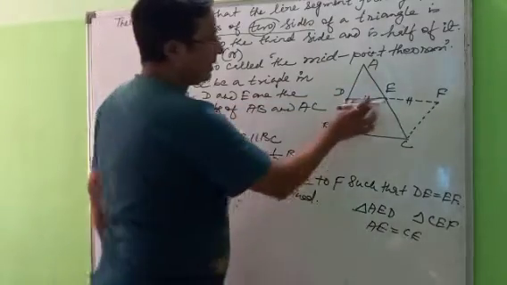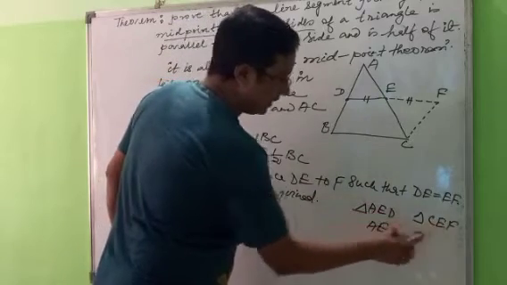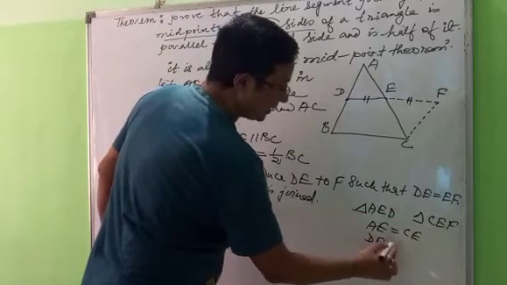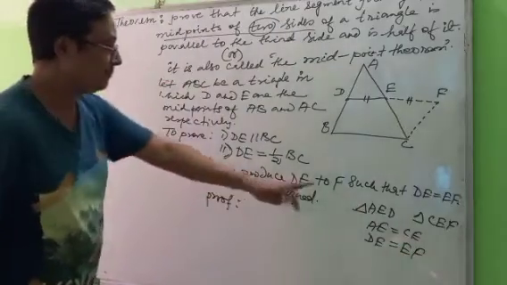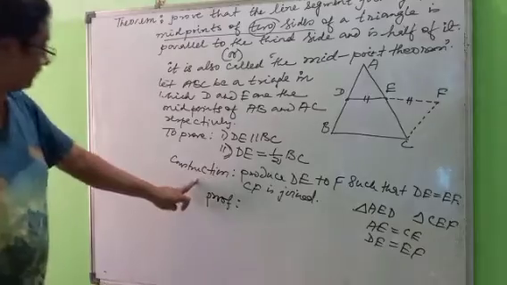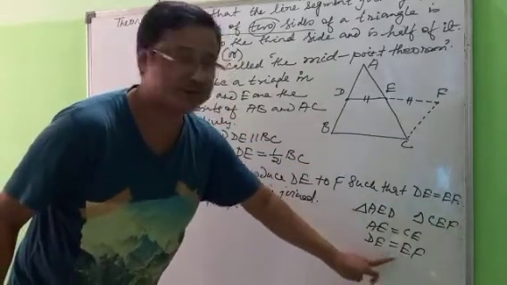Then you got DE equals to EF. This is through construction. You have made it through construction.